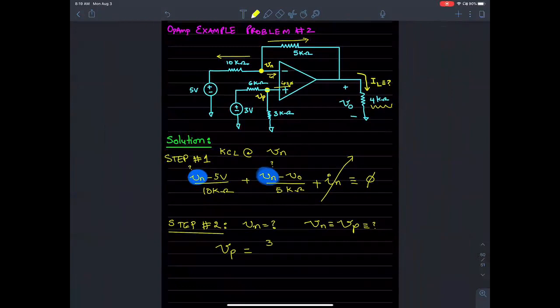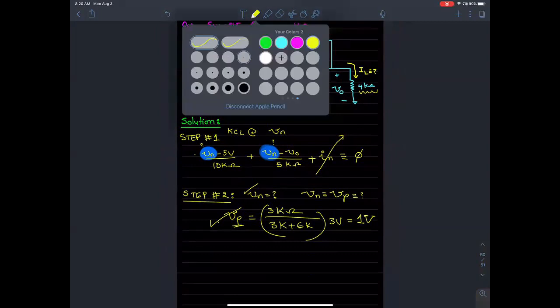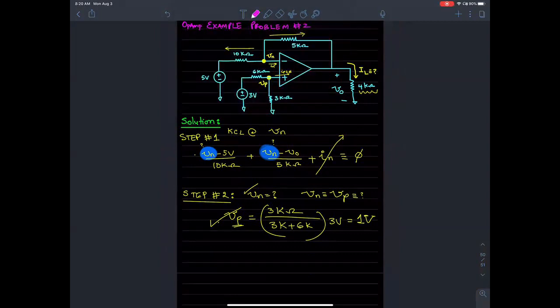That's going to be 3 kilo ohms divided by 3K plus 6K ohms times the voltage applied, which is 3 volts. So this comes out to be 1 volt. So I know for a fact that Vp is 1 volt. Once Vp is 1 volt, I know the value of Vn. Once I know Vn to be 1 volt, I can plug that into this first equation. Let me call this equation number 1.